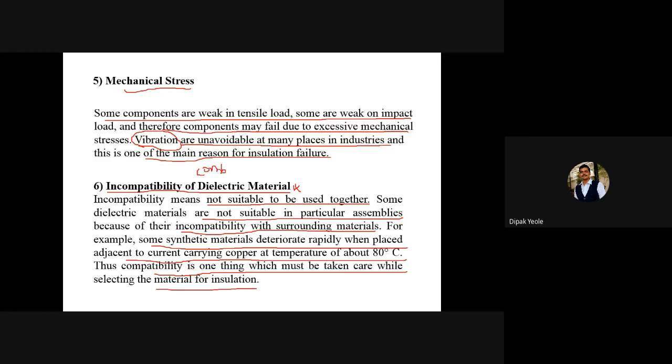येस, मग जर तुम्ही इथे एक्झाम्पल दिलं त्यांनी, जर तुम्ही सिंथेटिक मटेरियल वापरलं तर ते काय होतं, डिटेरिएट होतं. केव्हा, जर तुम्ही ऍडजस्टंट करंट कॅरिंग कॉपर कंडक्टर्सच्या जवळ ठेवलं तर ऍट 80 डिग्री सेल्सिअस. Yes, so we have to select a perfect combination for this insulation deterioration.